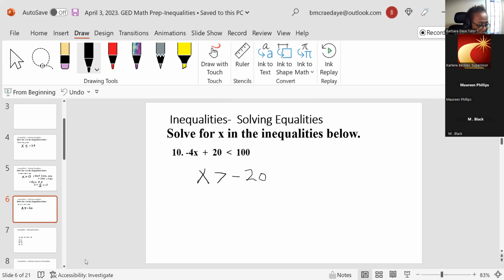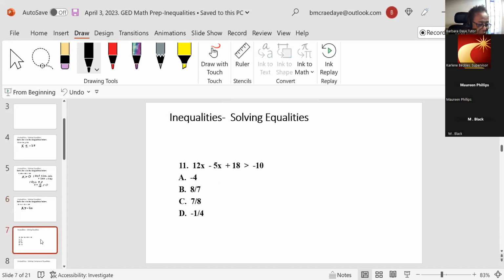That's the last one, but actually I've got one more, and it's multiple choice. Solve that one and tell me, do you get A, B, C, or D? All right, let's see.